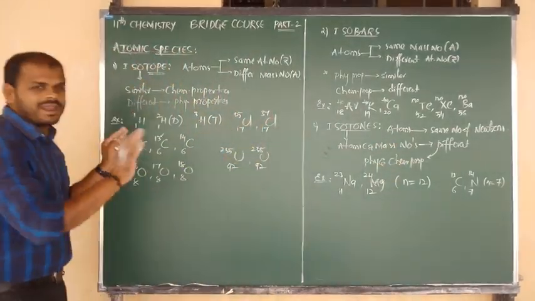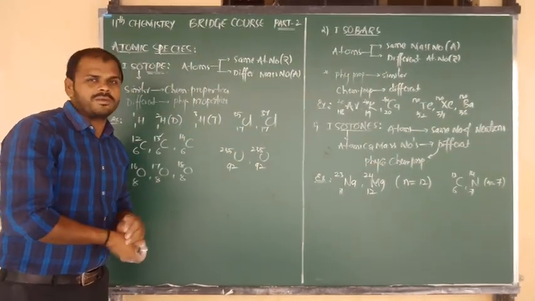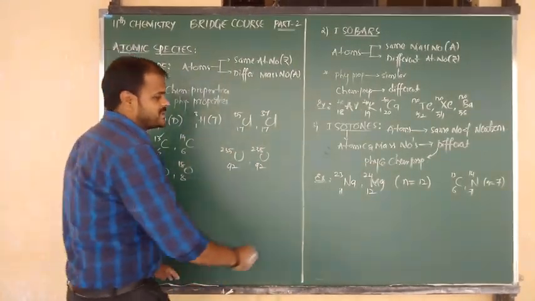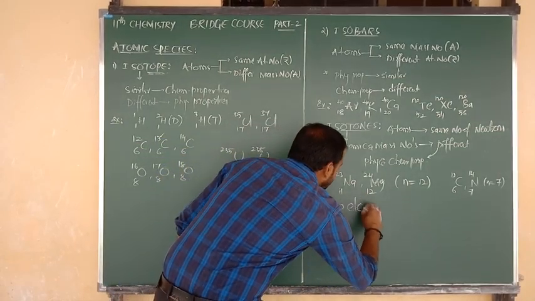So these are the three very important atomic species, okay, na, which we discussed in the fundamental information. And one more atomic species I want to tell, beta, that is the isoelectronic species.